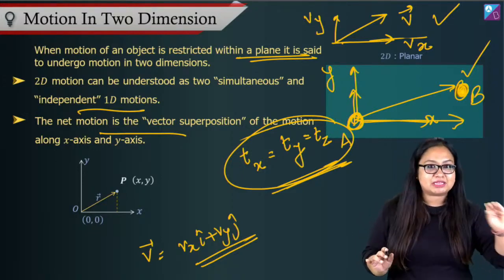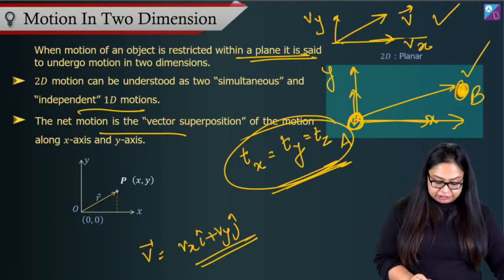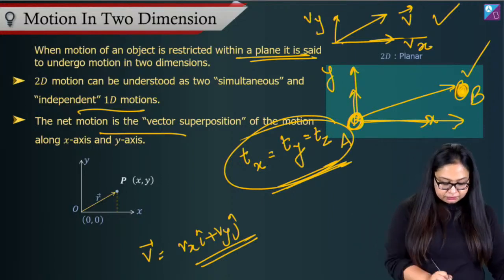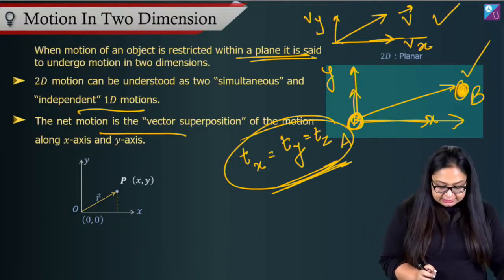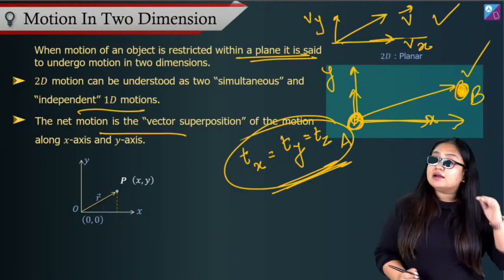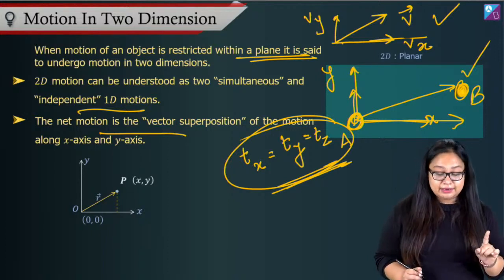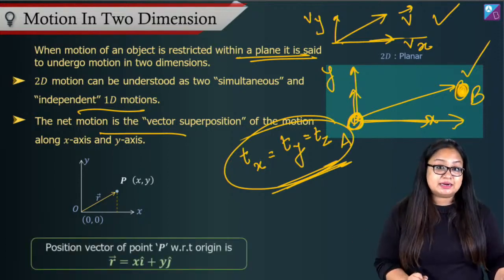I have told you in one line. Okay, now let's look at these applications over here, right? So let's start with position vector. We saw position vector in 1D in the last session, right? Now the same idea can be extended in 2 dimension also.